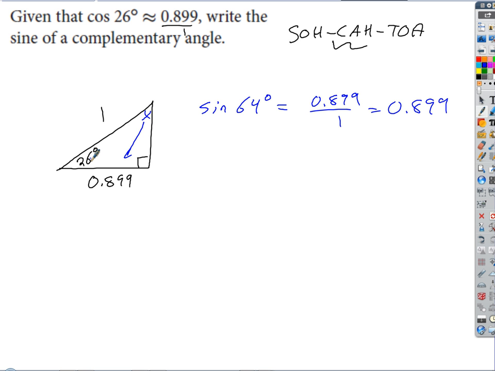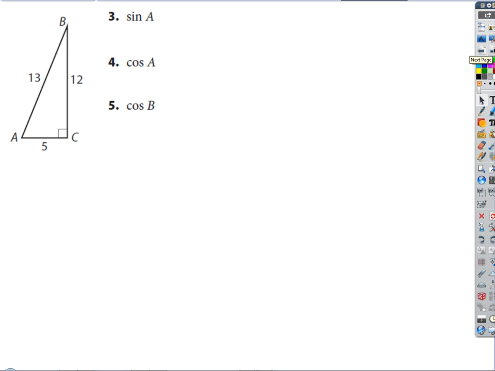Okay? How about something like this? Let's write the sine and cosine of angle A and then the cosine of angle B. Everybody just do that real quick.